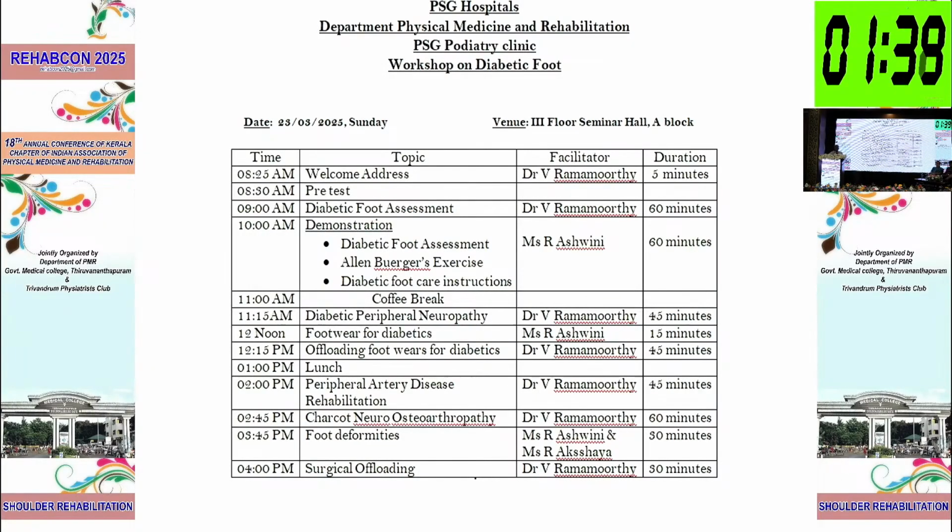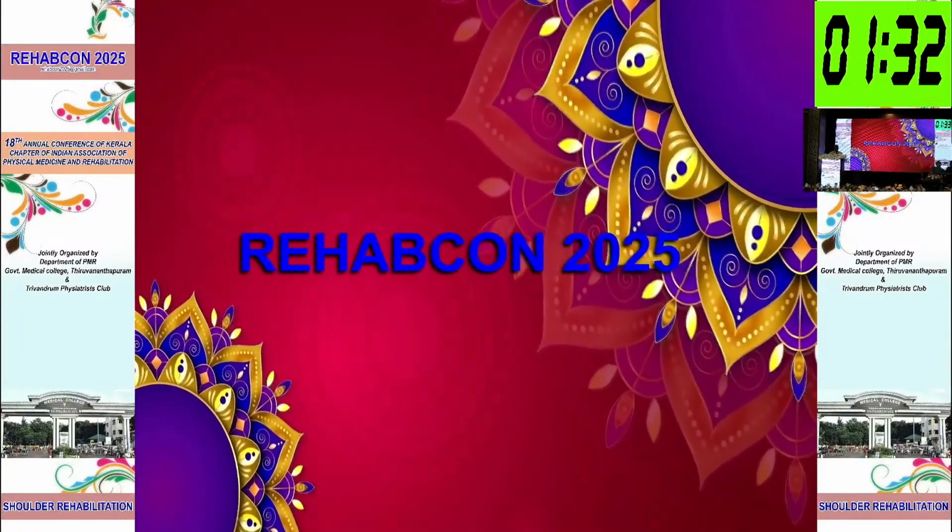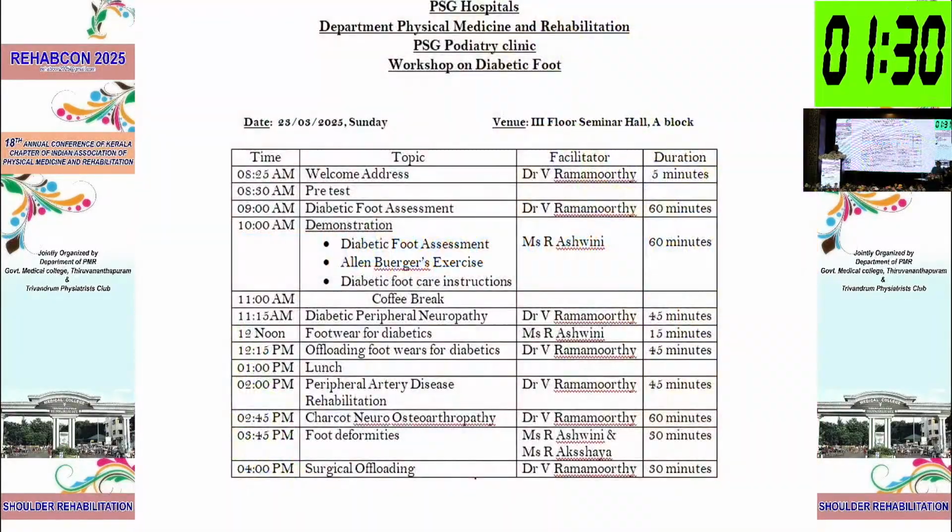So, in our institution, every 3 months, we conduct a diabetic foot workshop, and these are the topics we discuss: assessment of the diabetic foot, management of diabetic peripheral neuropathy, footwear for diabetics, offloading footwear for diabetics, peripheral arterial disease rehabilitation, Charcot's neuroarthropathy, and surgical offloading techniques. The postgraduates and the young faculty members can attend.